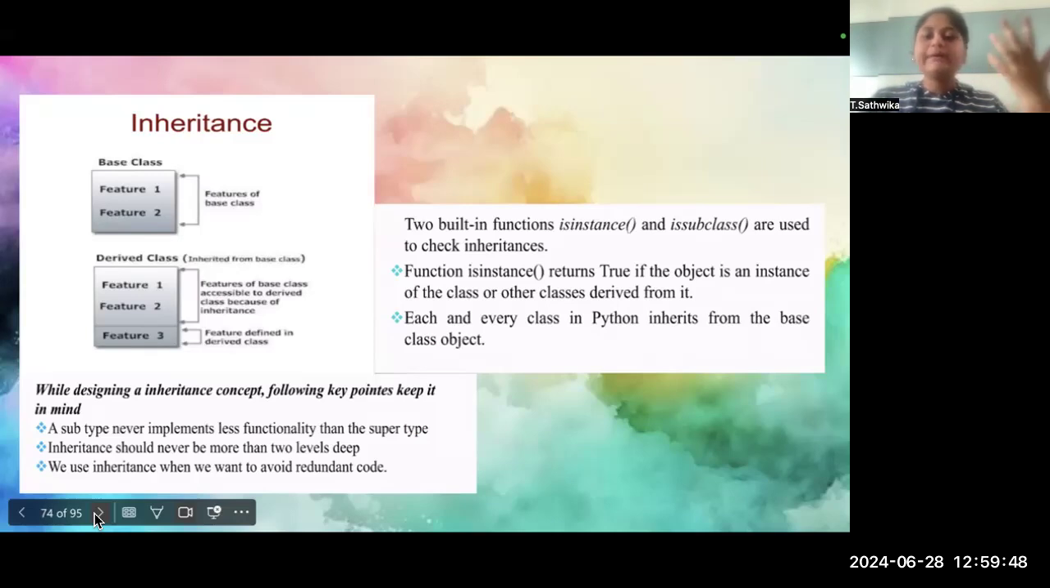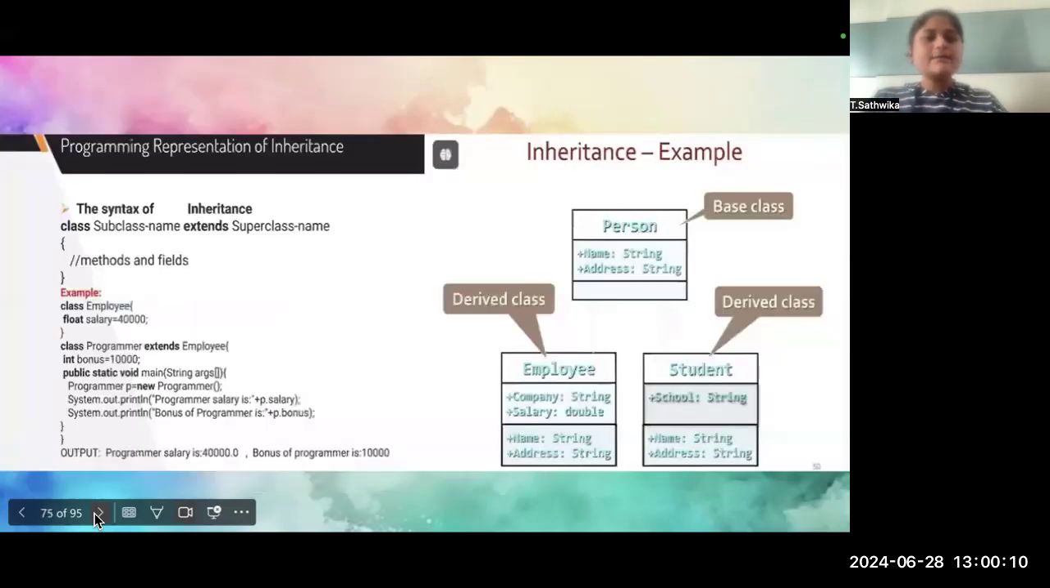Now, the two built-in functions, isinstance and issubclass, are used to check inheritance. The function isinstance returns true if the object is an instance of the class or of other classes derived from it. Now, each and every class in Python inherits from the base class object. And this is a programming representation of inheritance.